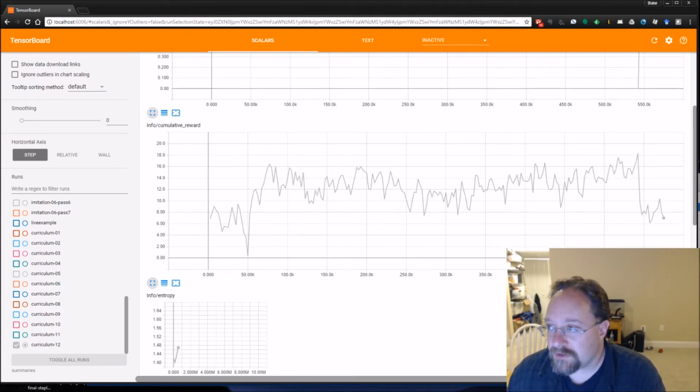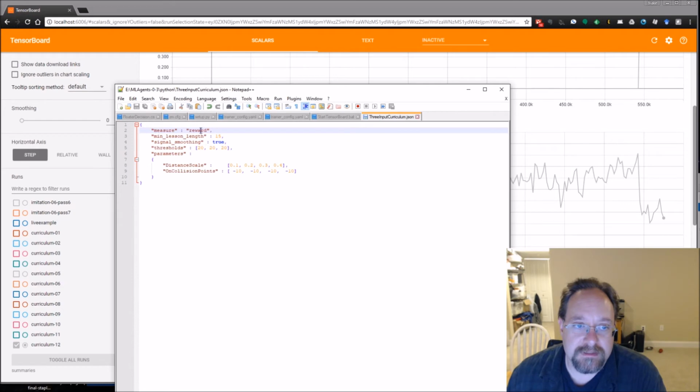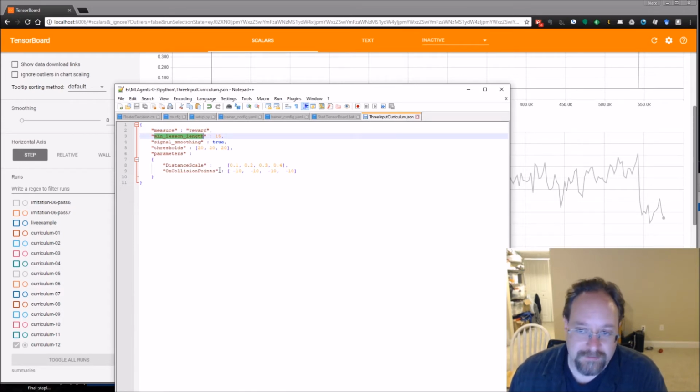So what goes into a lesson? Here you go. So the measure is telling the system whether or not it should be looking at reward or episode length. And this part is reasonably well documented. The min lesson length, so this is how many times it has to achieve that score. In the documentation, they have that at like 2 or 3.